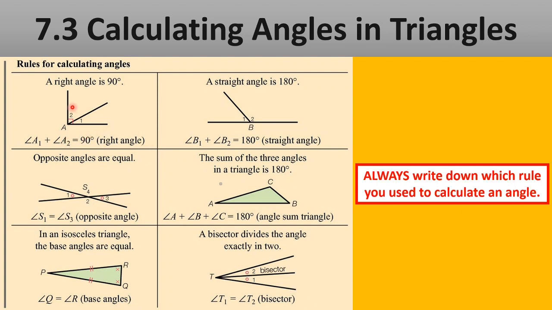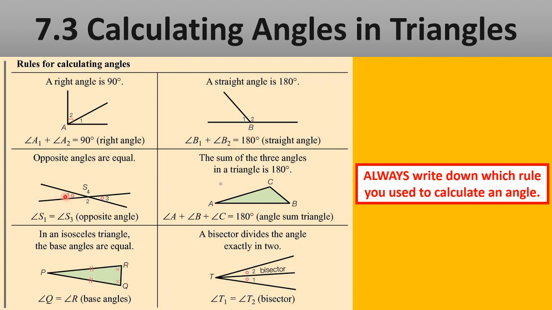We know that if we have a right angle, like angle A, and I divide it with a line like this, then angle A1 plus A2 must be equal to 90 degrees. This is the right angle. A straight angle is 180 degrees, so if I divide it with a line like this, that means angle B1 plus angle B2 together must be 180 degrees again.